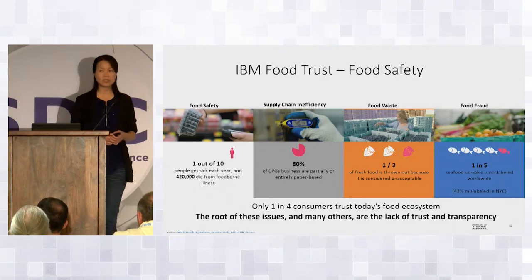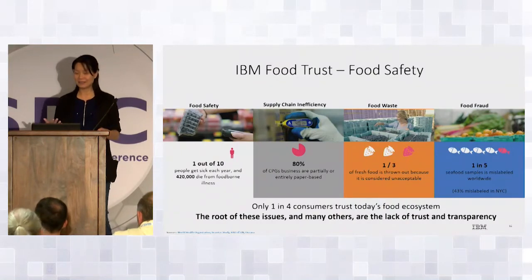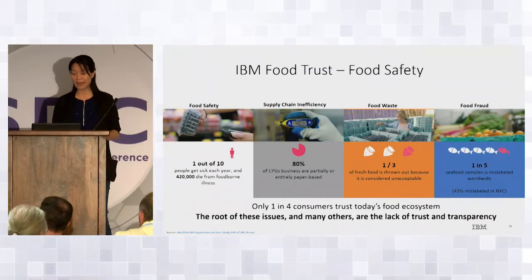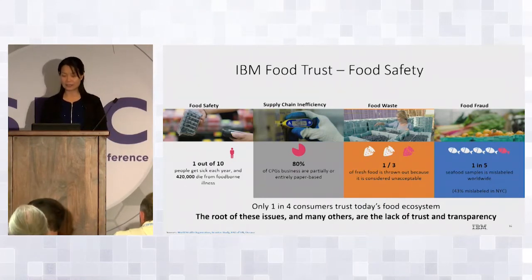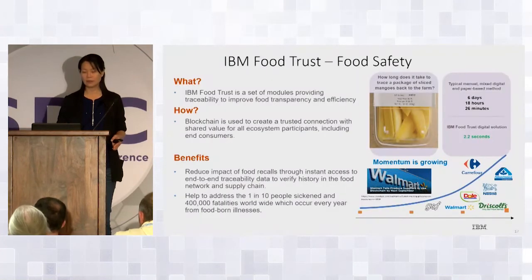Every time you go to a sushi restaurant, the fish that you're having might not be exactly what the menu claims it is. A tuna might not be a real tuna. So 1 in 5, actually, the data we got says a seafood sample could be mislabeled worldwide. So what can we do, right? That's why we started our Food Trust platform.